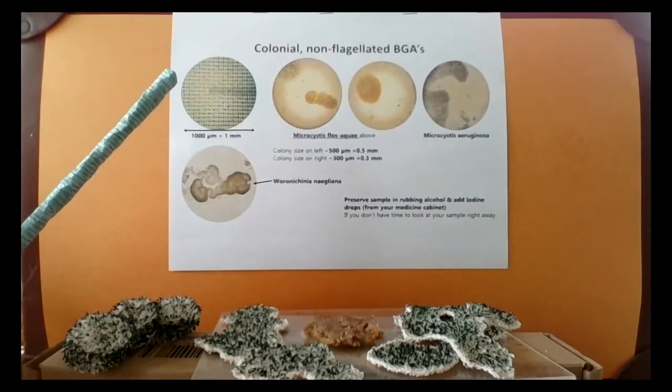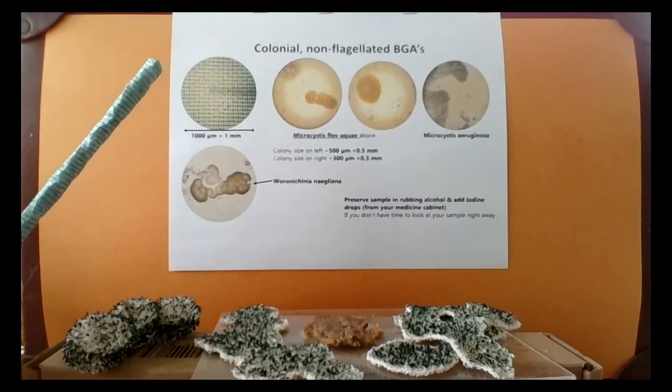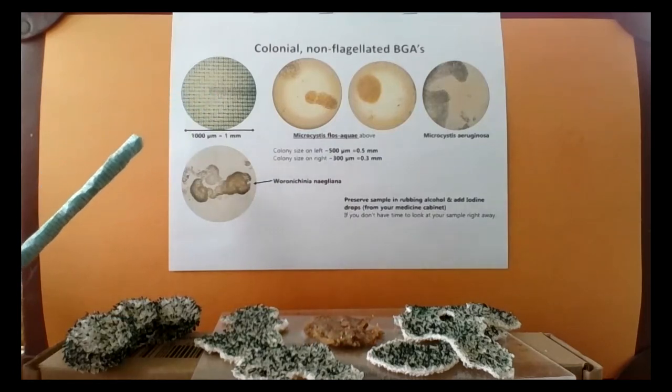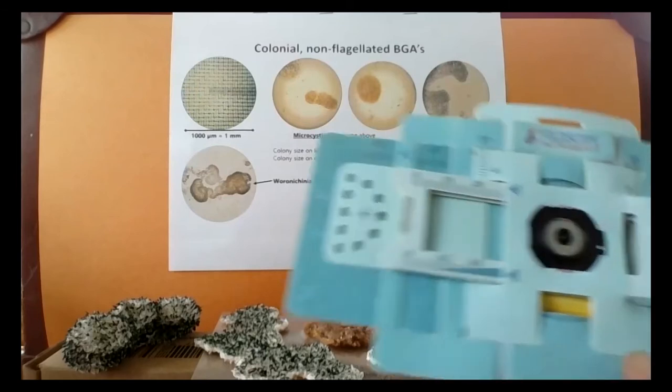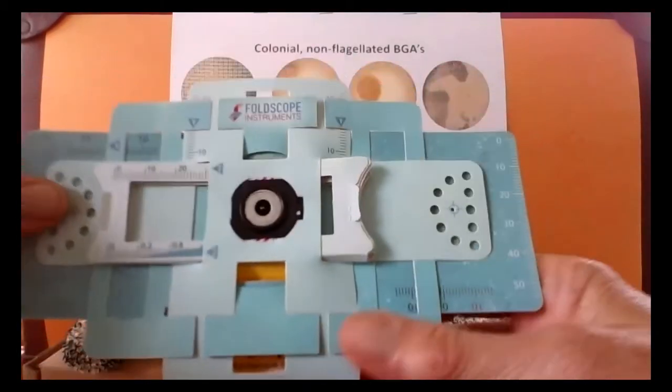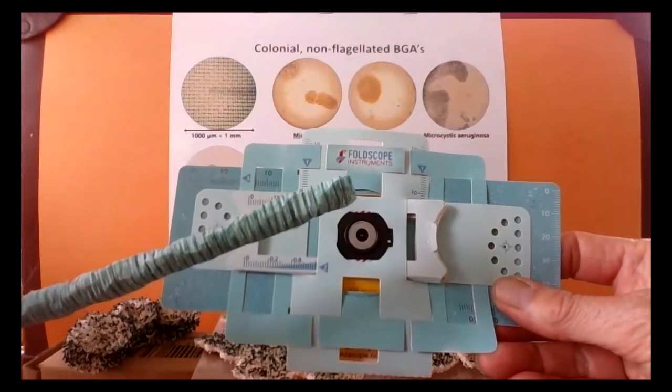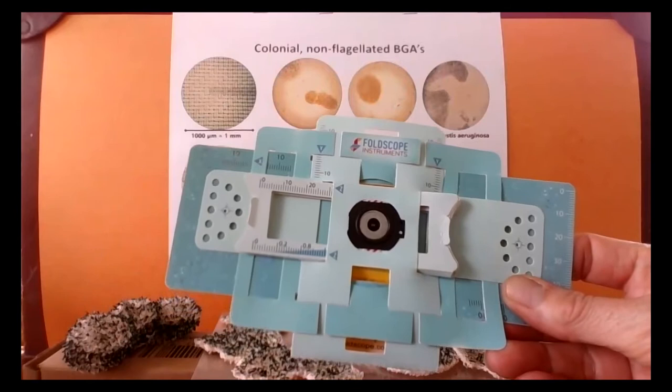On the left, I have a photo of my mesh micrometer made from the Nelson Lab mesh. The field of view is approximately 1,000 micrometers across, which is equal to 1 millimeter. If I put my eye up to the lens of the Foldscope, I can only see approximately 300 to 400 micrometers across.